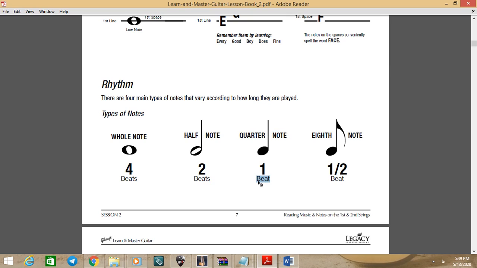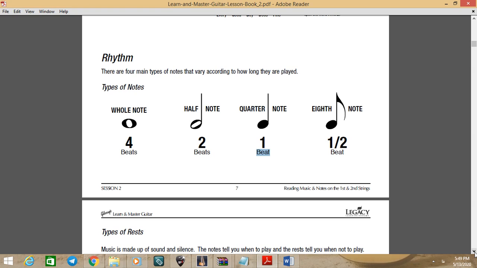For example, we have four Cs, and each C is 1 beat. C, C, C, C. We have a half note A, and we have 2 Cs as quarter notes. A, C, C, A, C, C. These are very important.